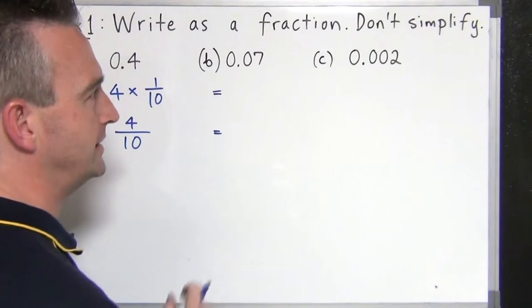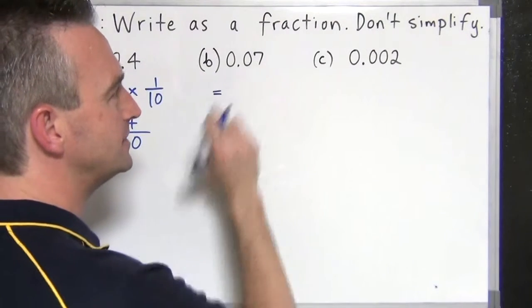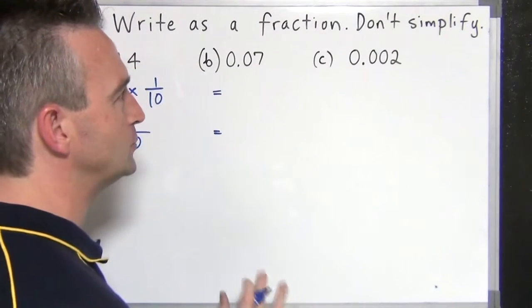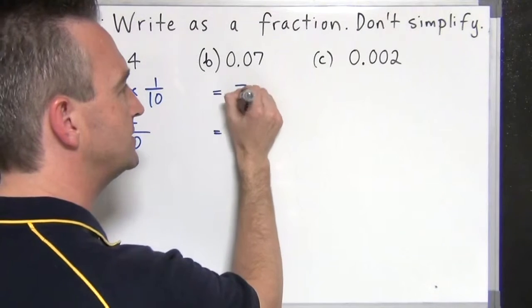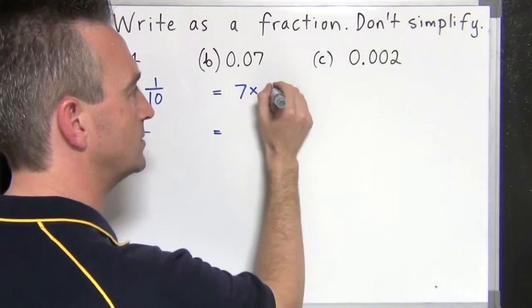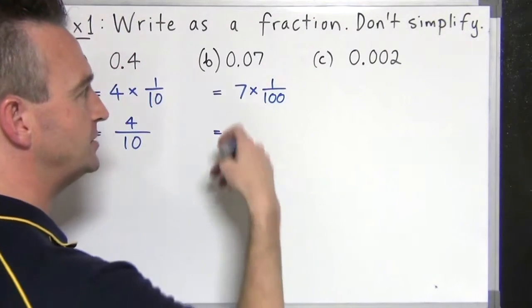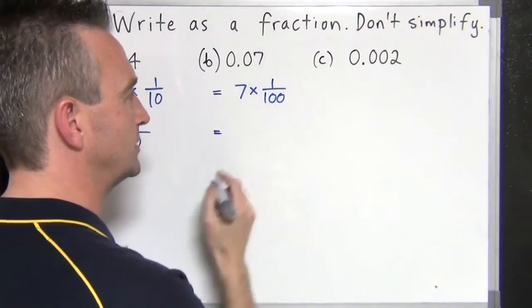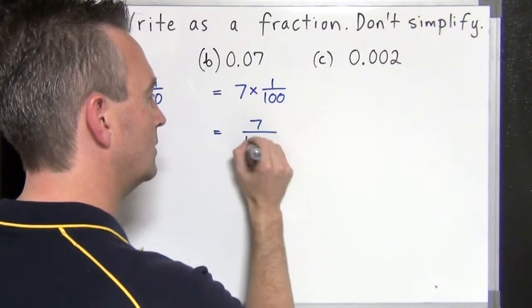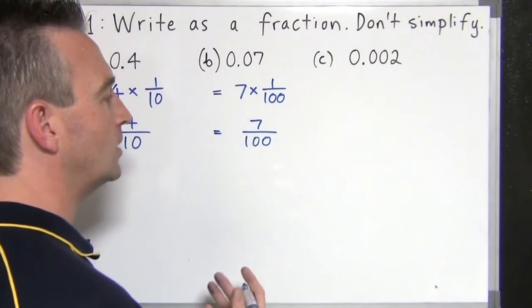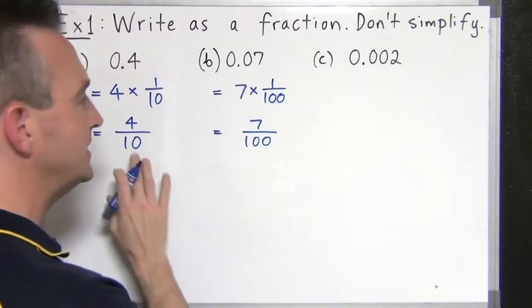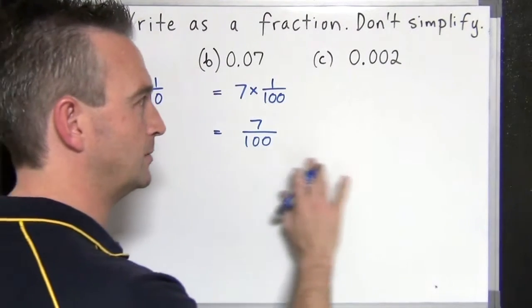So the second example here, 0.07. The second decimal place represents the hundredths. So in other words, here we have 7 hundredths. 7 lots of 1 over 100. To multiply this, we imagine it as 7 over 1 times 1 over 100, giving 7 over 100. So the bases are always powers of 10. In other words, 10 multiplied by itself a certain number of times.